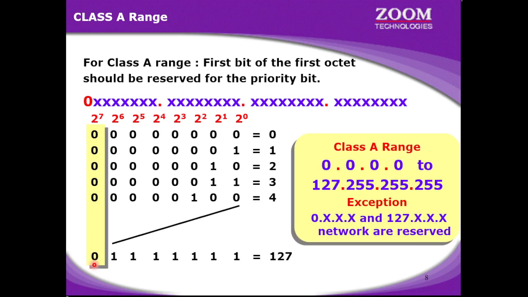So, the class A range is from 0.0.0.0 to 127.255.255.255. Meron po tayong mga network exceptions. Yung 0 network natin, isabihin yung 0.0.0.0 hanggang 0.255.255.255, exempted po yan. Tsaka yung 127.0.0.0 hanggang 127.255.255.255, reserved din po yan. So yan, dalawa po yan ay reserved.